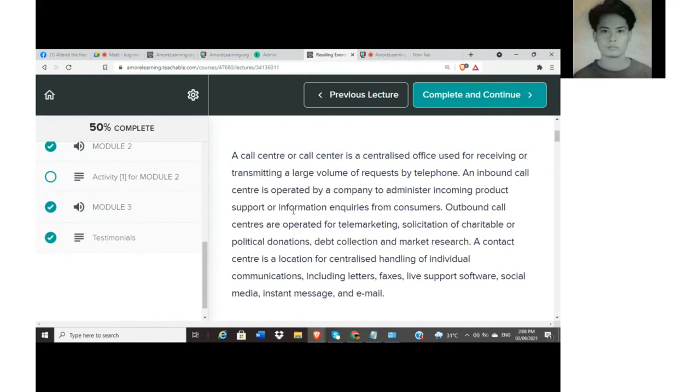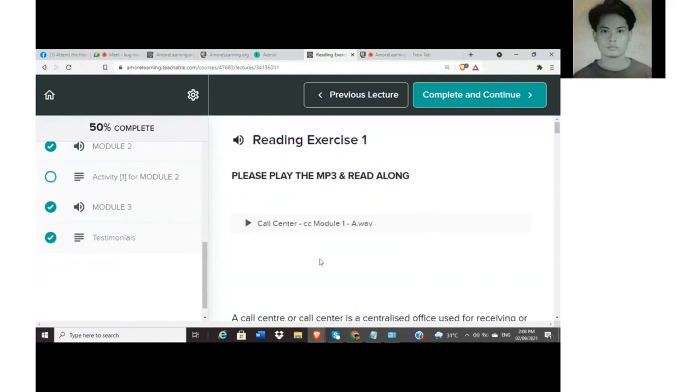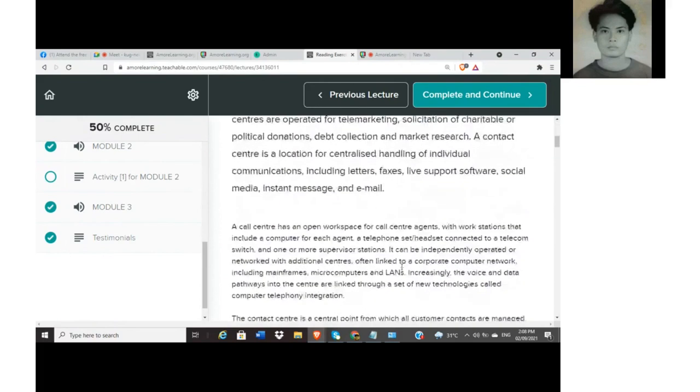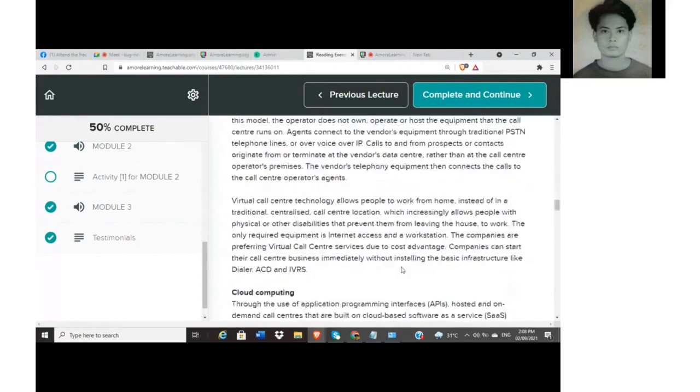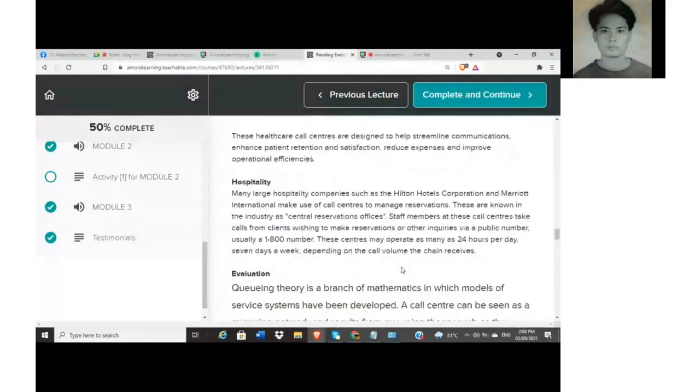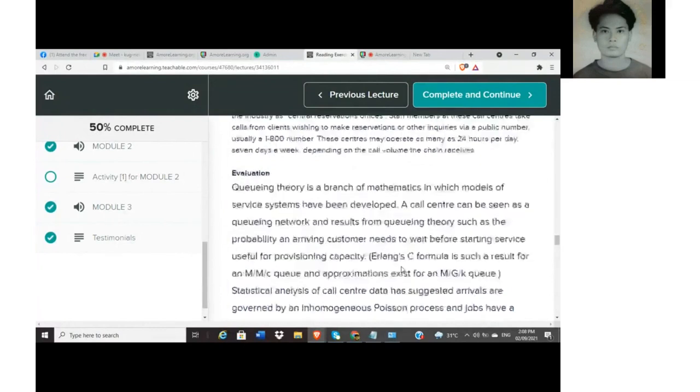But we'll do exercise 1 for now. Click on this one here. Please play the MP3 and read along. So you could do it on your own. We suggest you do this once a day.